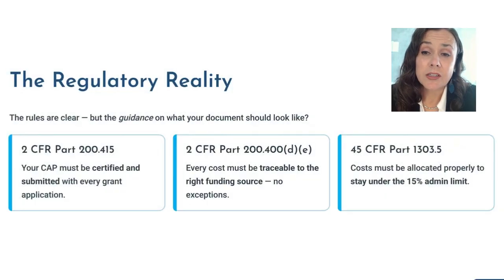The rules are very clear that you must have a cost allocation plan. 2 CFR Part 200.415 says it has to be certified and submitted with every funding application. 2 CFR Part 200.400 D&E says every cost allocation has to be traceable to the right funding source. And 45 CFR Part 1303.5 requires you to allocate costs properly so you stay under that 15% admin limit.